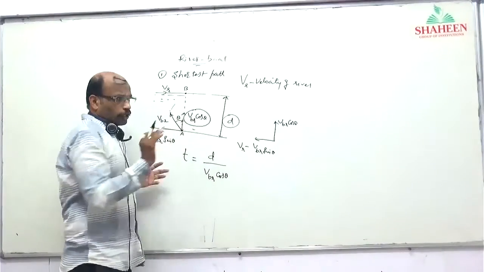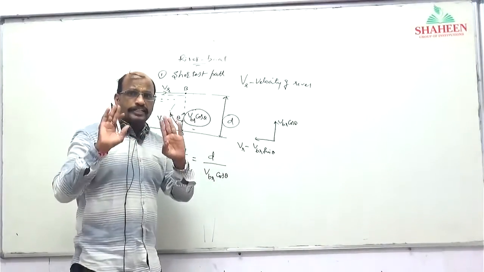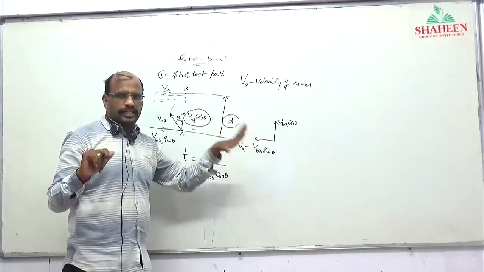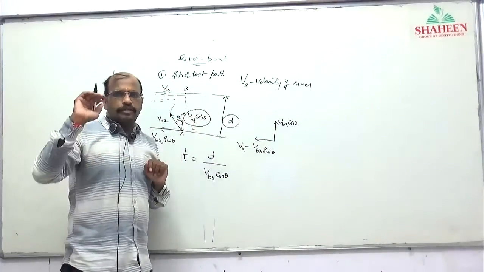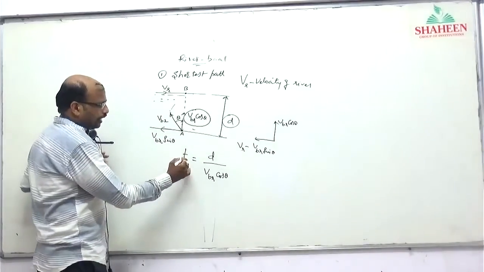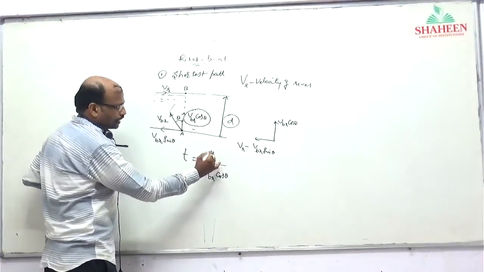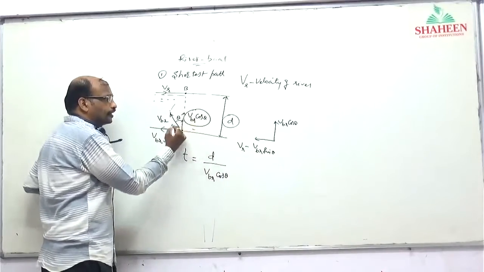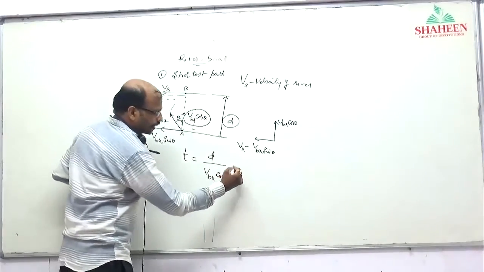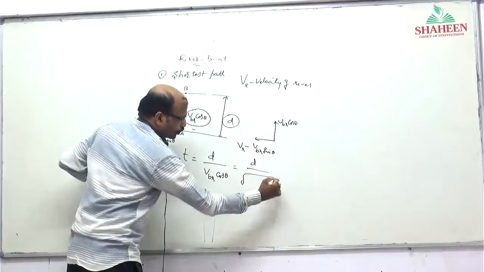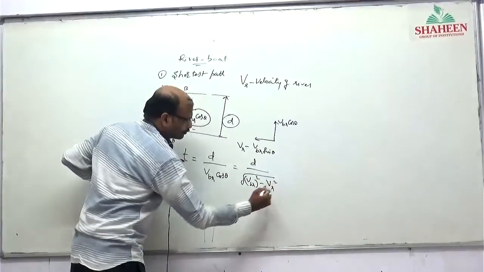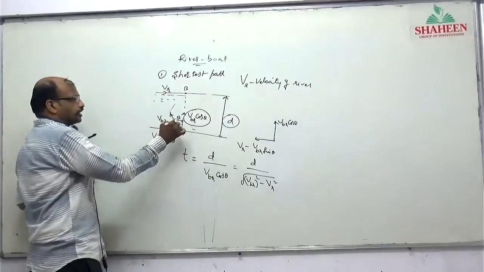This is a beautiful concept. You should understand the vector diagram carefully here. If you draw the vector diagram perfectly, then 99% of the problem will be solved. So the time taken in the shortest path is the width of the river divided by the vertical component of VBR, which is VBR cos theta, or you can write d divided by the root of VBR squared minus VR squared. Is it clear?